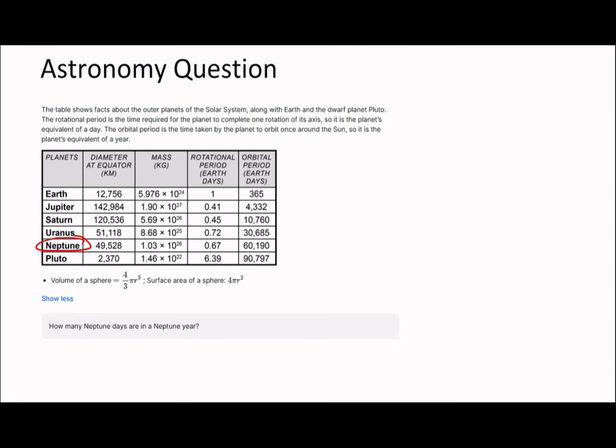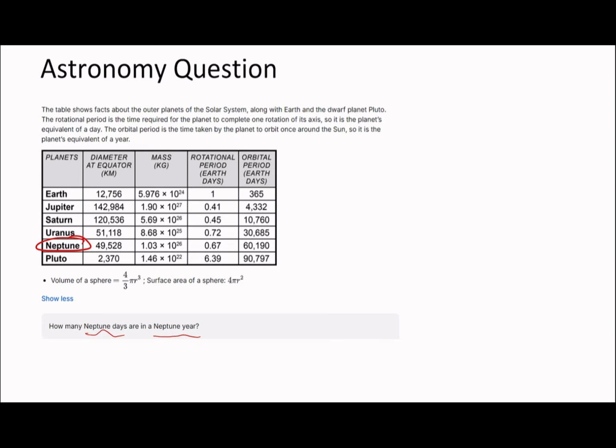So how many Neptune days are in a Neptune year? Okay, so this is what I meant about the difference between rotational period and orbital period. So we'll just come on to this in just a second. But importantly, if we were attacking the question, remember, attacking the question is this concept that I use in order to be able to answer questions just a little bit faster.